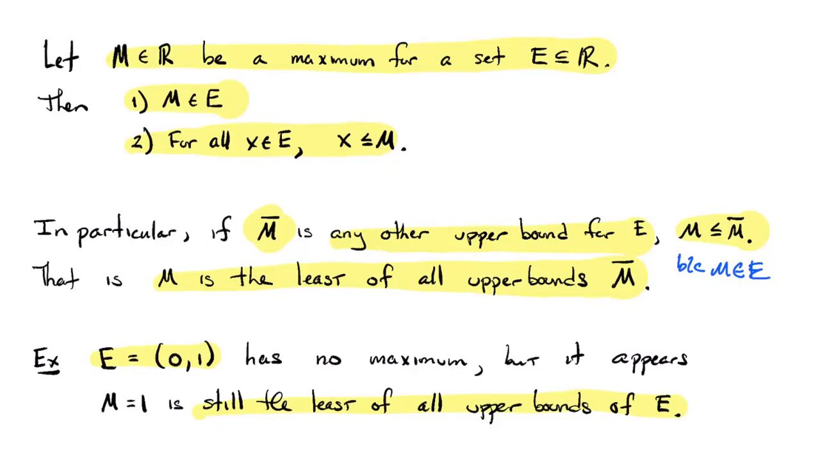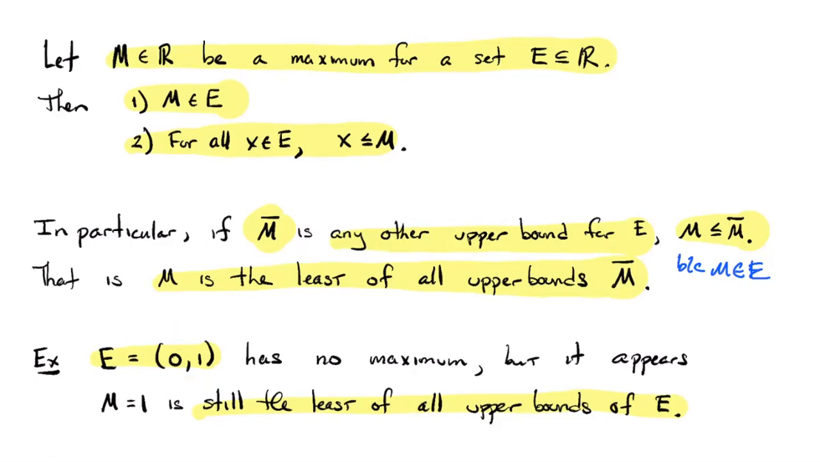So it doesn't have a maximum, but it does have an upper bound, and it seems to have a least upper bound. It's 1. It also doesn't have a minimum, but it does have a lower bound 0, and 0 seems to be the greatest of all those lower bounds.